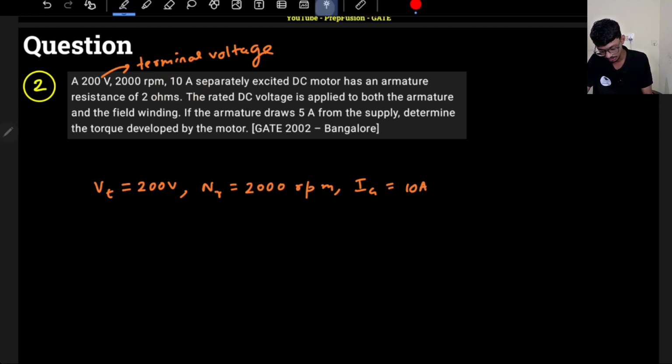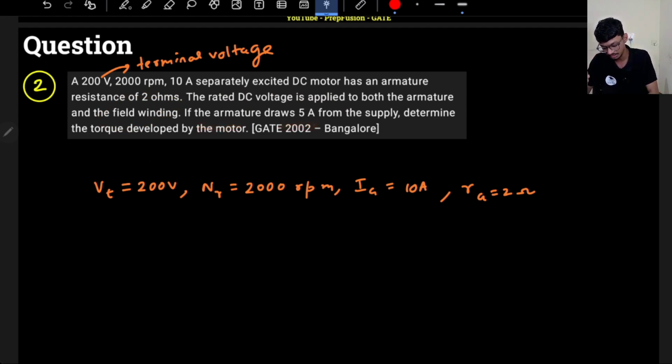Okay, full load, separately excited. So the field current we will assume to be constant. It has an armature resistance of 2 ohms, so Ra is 2 ohms. The rated DC voltage is applied to both the armature and the field winding. So whatever is the rating of both the armature and field winding, this is the voltage we are applying, and the field winding has its rated voltage, we are applying the rated voltage.